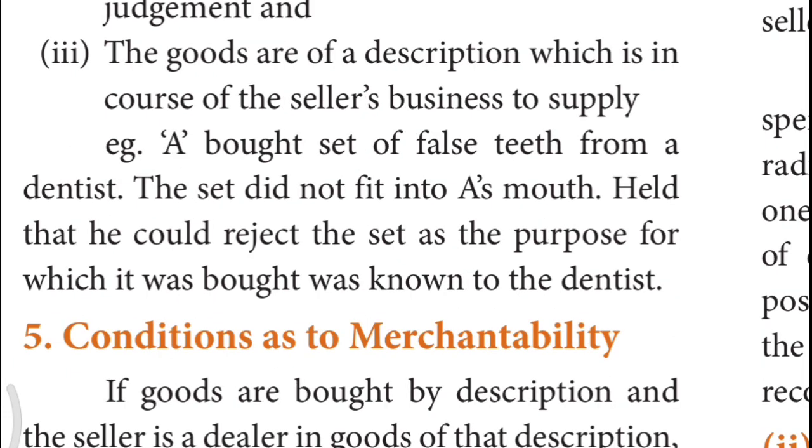Next, the goods are of a description which is in the course of the seller's business to supply. So the goods which you have asked for mustn't be way out of his supply. For example, you go to a provision shop owner and ask him for a churidar cloth to buy and come, which means it is not his normal course of business. So it mustn't be like that.